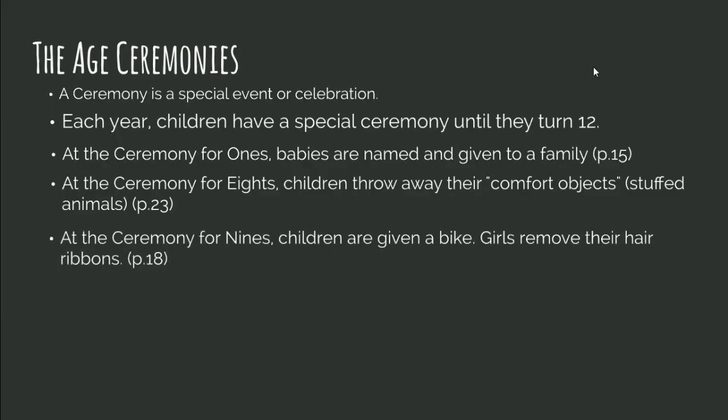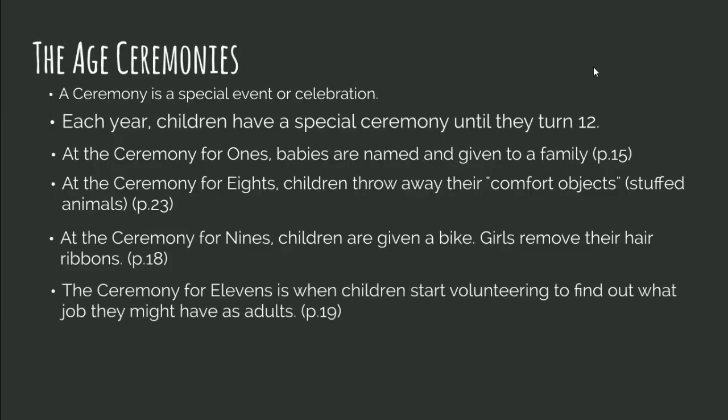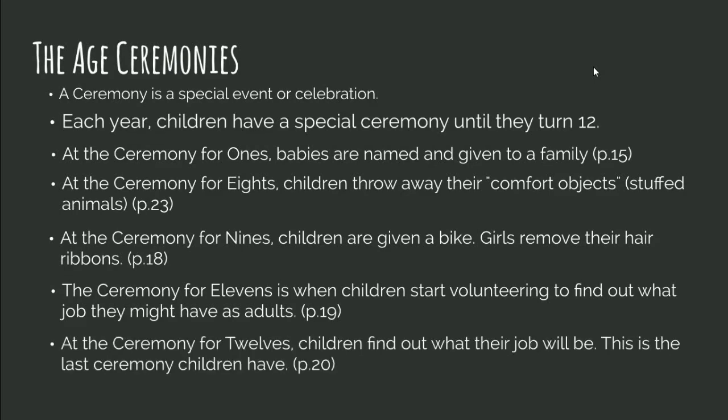At the ceremony for 9s, children are given a bike. Girls remove their hair ribbons. The ceremony for 11s is when children start volunteering to find out what job they might have as adults. At the ceremony for 12s, children find out what their job will be. This is the last ceremony children have. Instead of gifts, these ceremonies signify that a child is maturing or getting older.